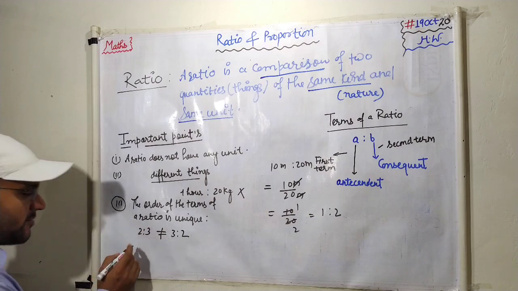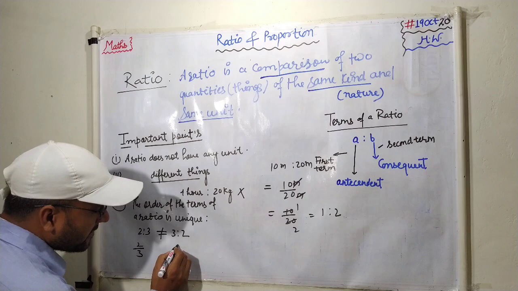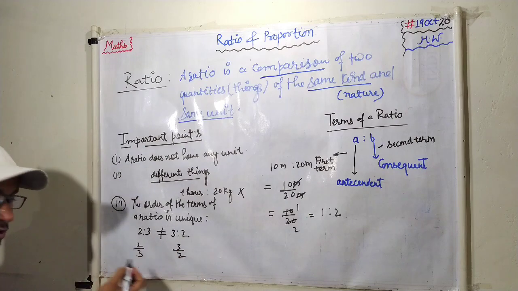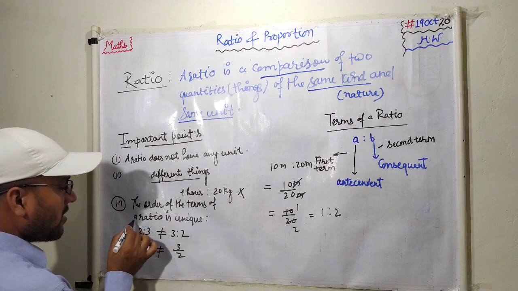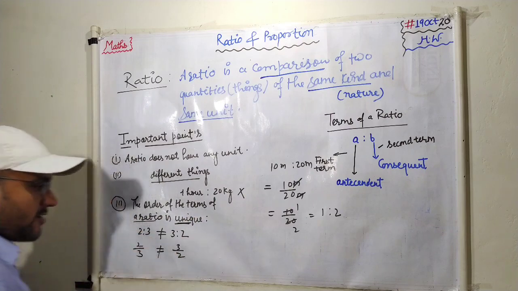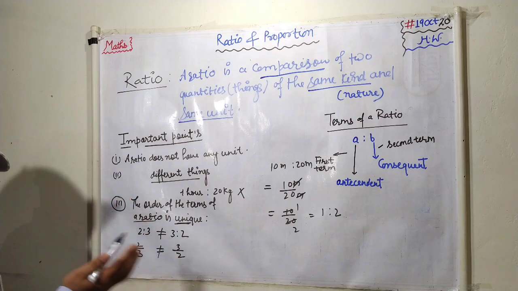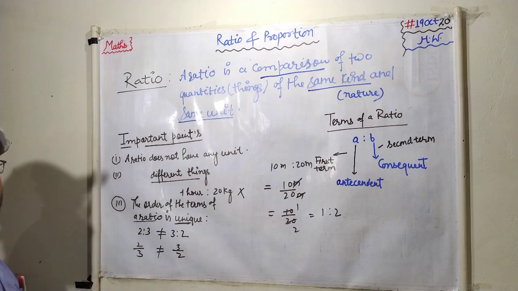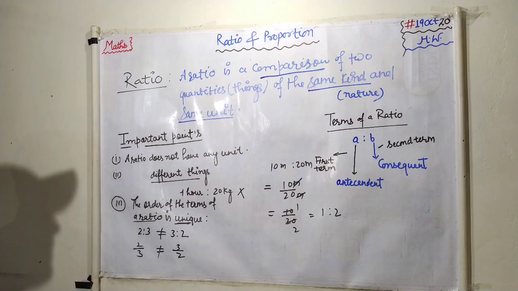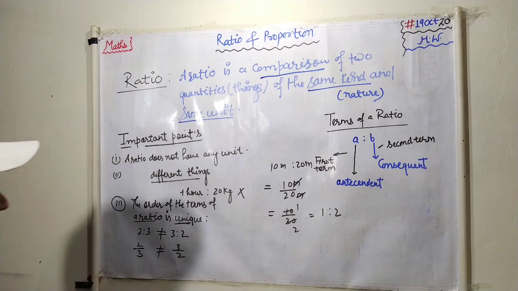2:3 means 2 divided by 3, and 3:2 means 3 is divided by 2. Are both equal? No, they are not equal. This means the order of the terms of a ratio is unique. You cannot change the place of the terms. If you change them, you will get a new ratio, a new comparison. So the order of the terms of the ratio is unique. This is a very important property.